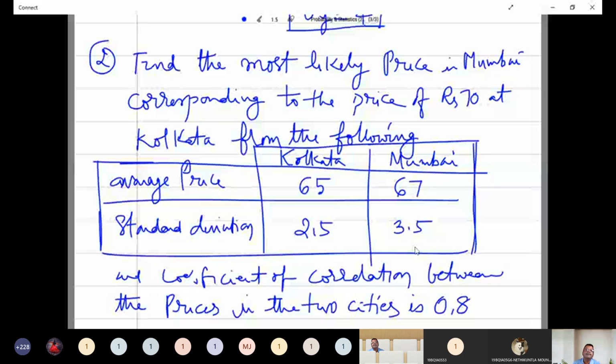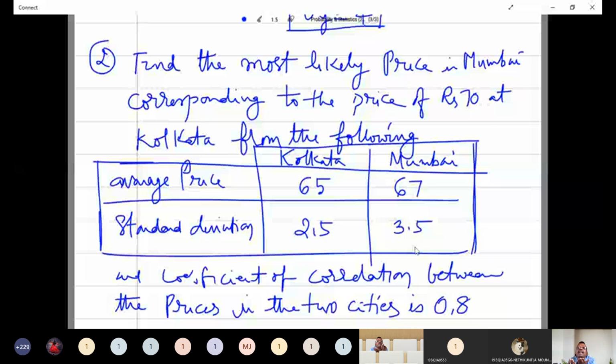This is the problem. Now we have to find the most likely price in Mumbai corresponding to the price of 70 rupees in Kolkata. That means we have to find the price in Mumbai corresponding to a price in Kolkata equal to 70. For that price, what price should exist? The most likely price in Mumbai, that we need to find out.